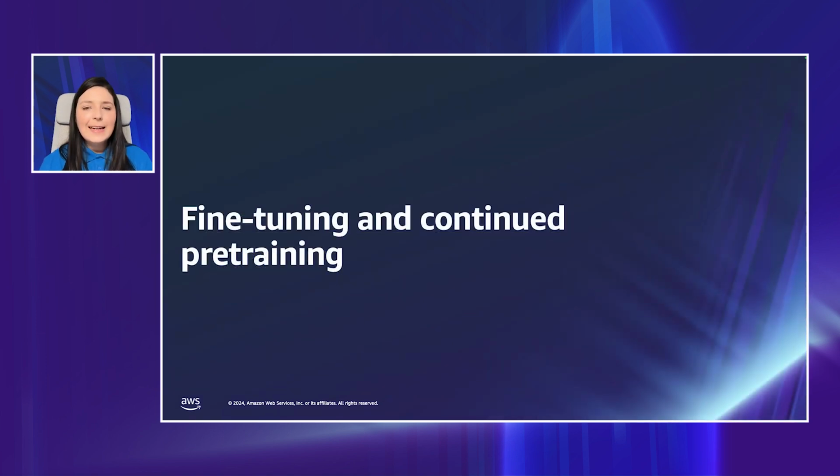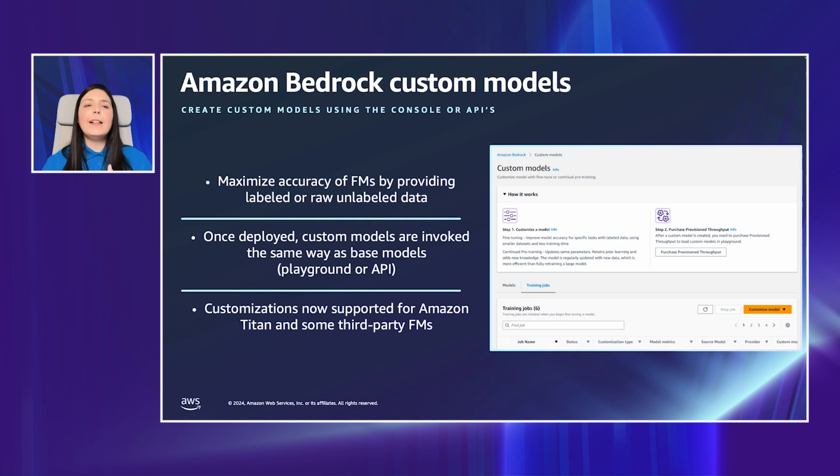So now that we discussed knowledge bases and agents, how can you update the model weights? How can you really change the model weights so that you can customize your model? Here we are talking about fine-tuning and continued pre-training. Amazon Bedrock provides custom models that allow you to increase the accuracy of your foundation model by providing either labeled data for fine-tuning or unlabeled data for continued pre-training. And once those models are deployed, you can invoke them the same way that you would do with the pre-trained models, using either the playground or the API queries.